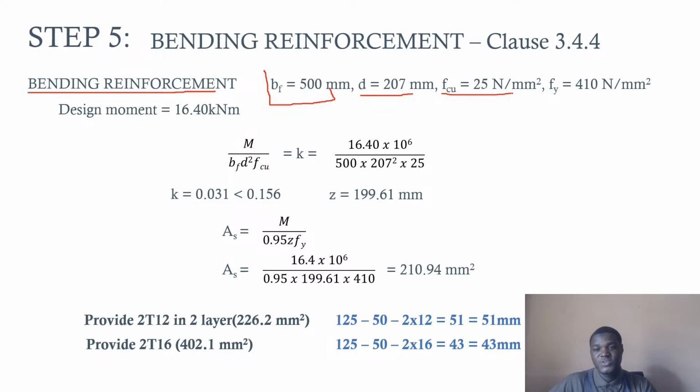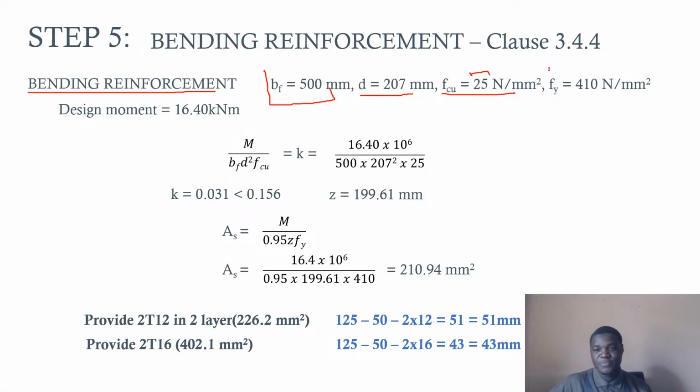And then we have the FCU. FCU is the characteristic strength of concrete. This is based on your design mix, whatever concrete strength you think is possible for you to achieve on site based on the mix ratio you want to have. So for this exercise, we are assuming 25 Newton per millimeter square.